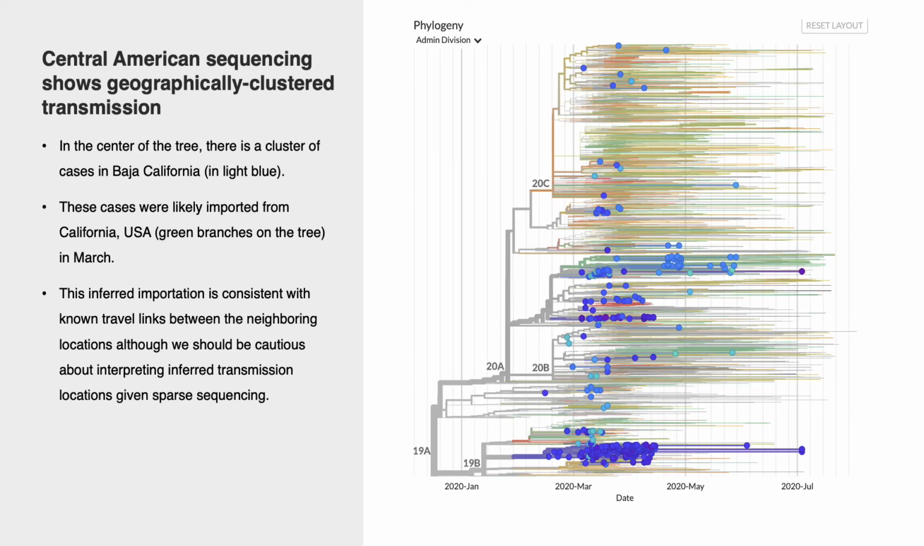In the center of the tree, there are clusters of cases in Baja California in light blue. These cases were likely imported from California, USA in March, the green branches on the tree. This inferred importation is consistent with known travel links between the neighboring locations, although we should be cautious about interpreting inferred transmission locations given sparse sequencing.